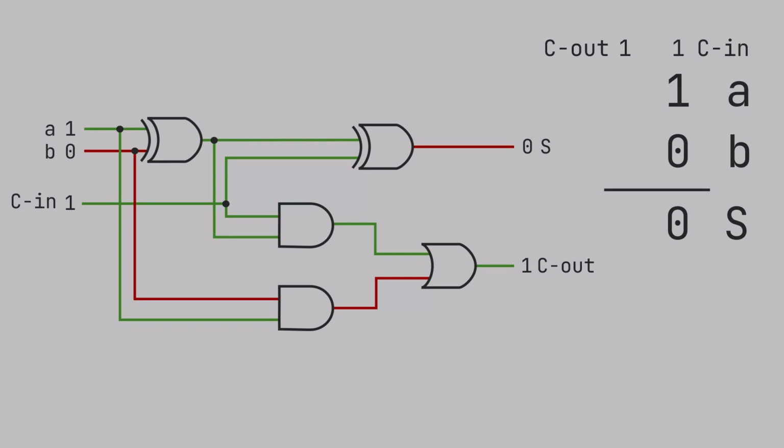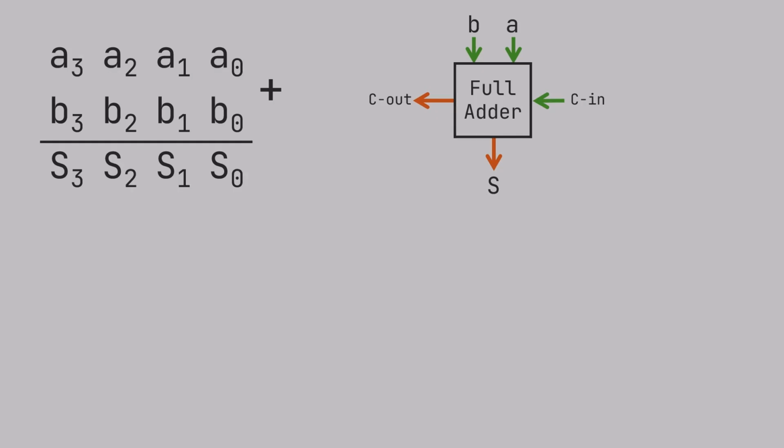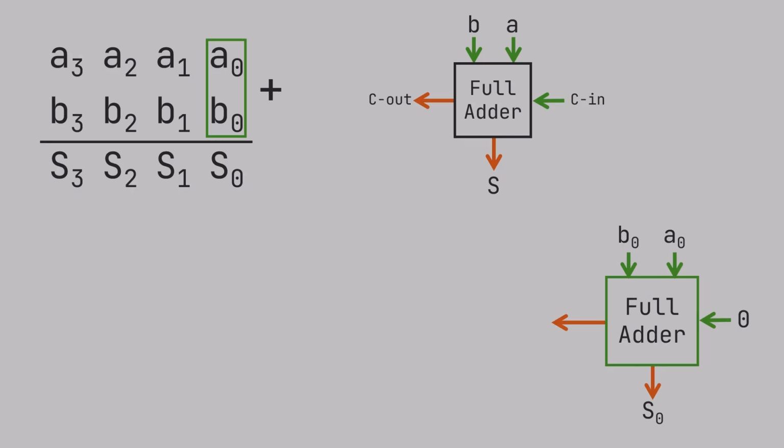So how can we use this full adder to perform addition of 2 binary numbers? Let's say we want to do this operation right here. Just as a reminder, this is what the full adder looks like. So first of all, we need to add these 2 digits. We're going to use the full adder and feed it A0 and B0. And because this is the first stage in the addition, we're going to set the carry in to 0. Using these 3 inputs, we can already calculate S0 here.